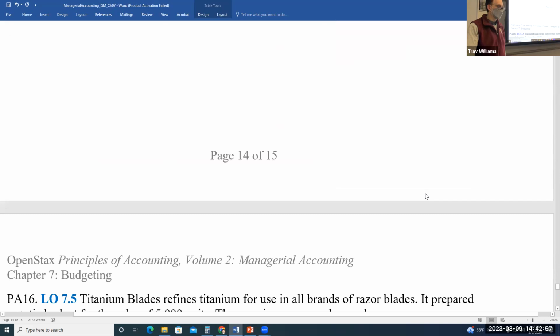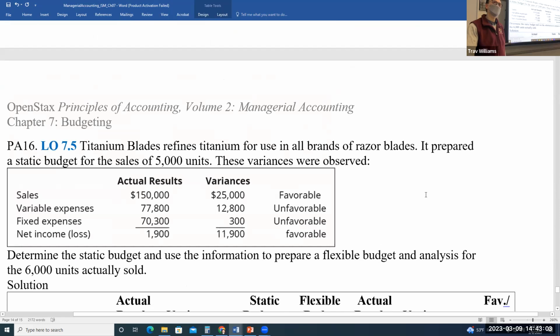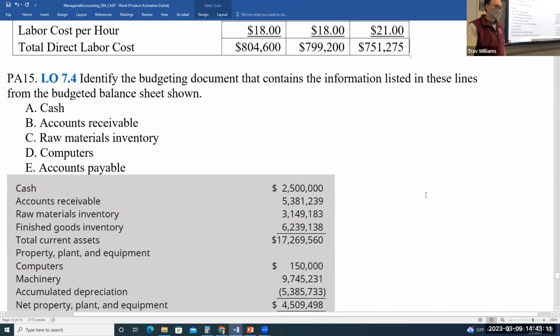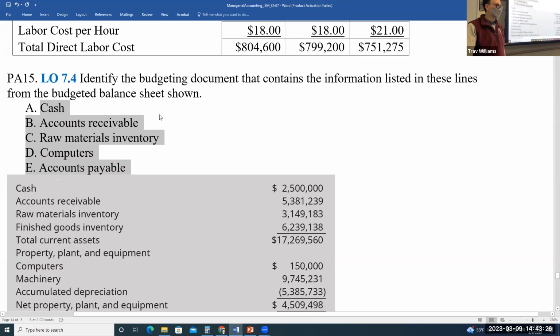So 15 is actually pretty quick. 16 is not too bad, so I'm going to say it'll take us maybe another 10 minutes. Everybody okay with that? Okay. All right, then we'll be done. So here, it asks us to identify which budgeting document contains these pieces of information. We don't really need this table here, in my opinion. So just think, if you wanted to know how much cash the company had, which budgeting document would tell us that?